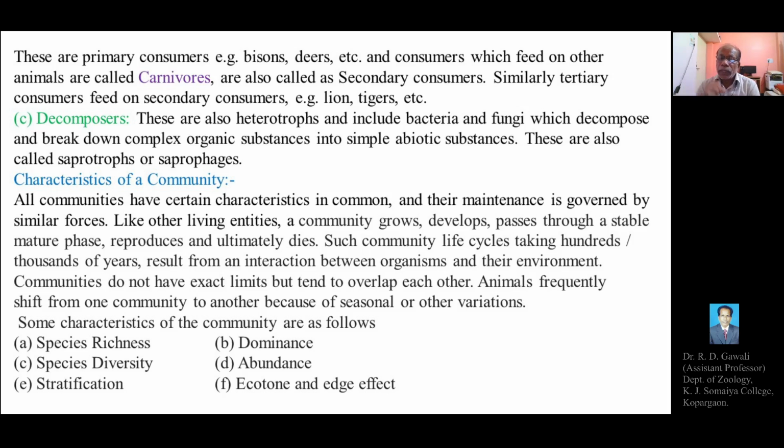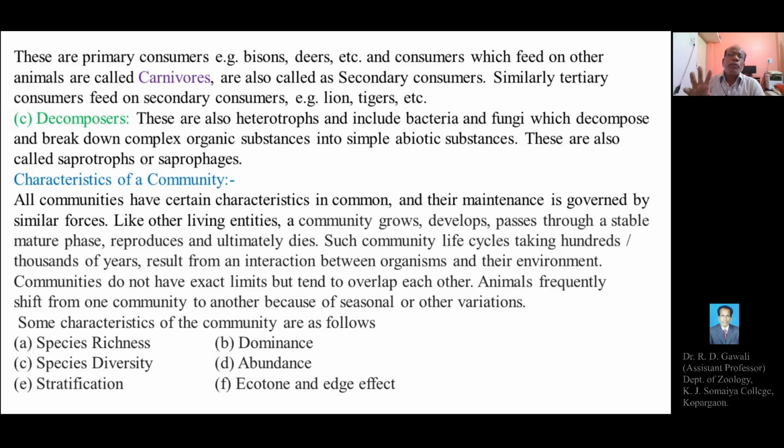Then we'll explain the characteristics of the community. All communities have certain characteristics in common.